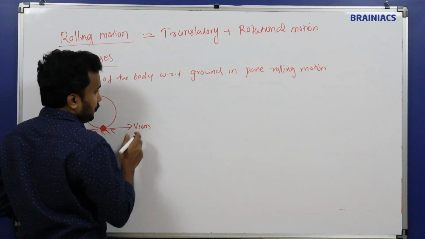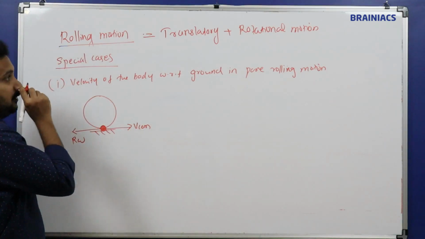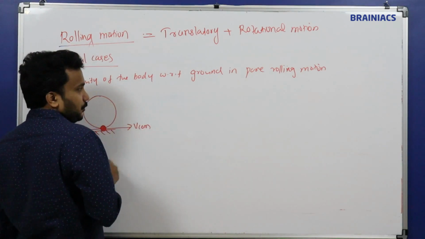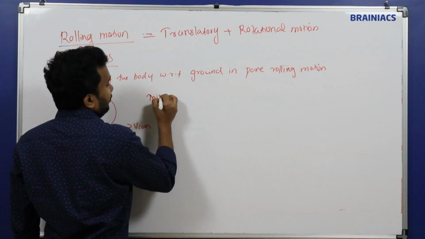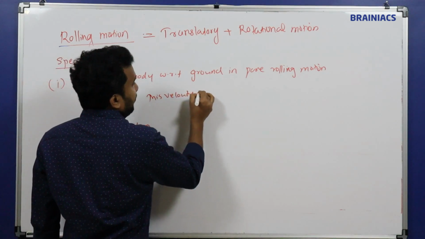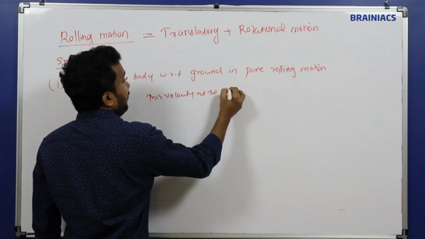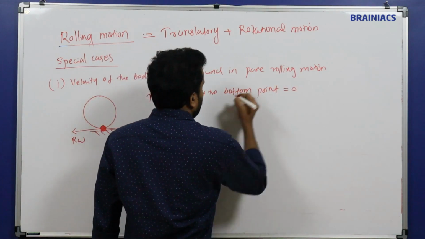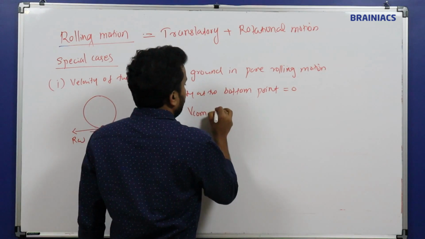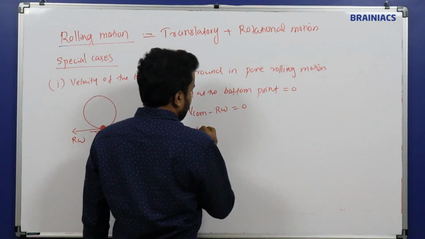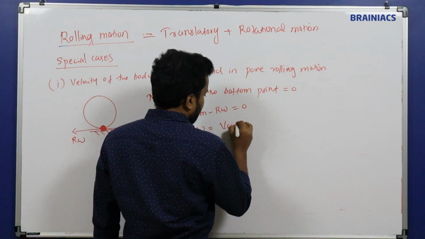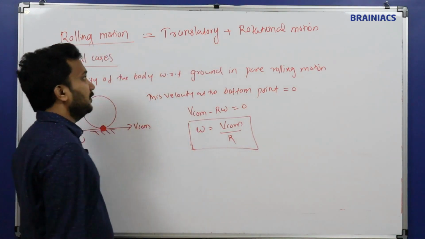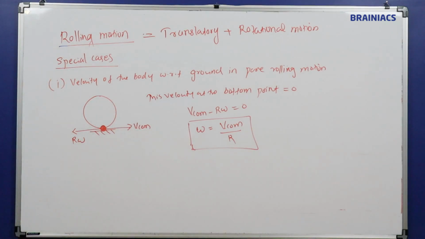So what is the value of this velocity at the bottom point? This velocity at the bottom point is equal to 0, which means vcom minus r omega is equal to 0. Omega is equal to vcom divided by r. This is with respect to ground.